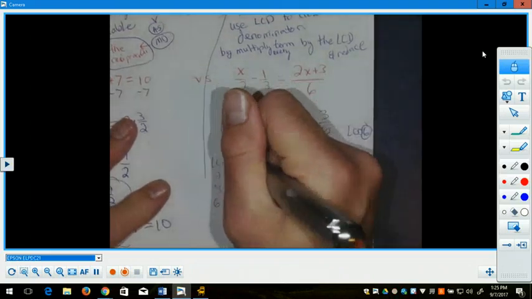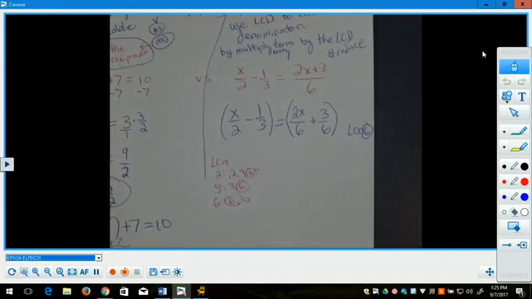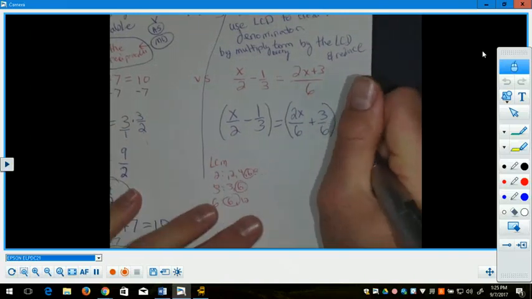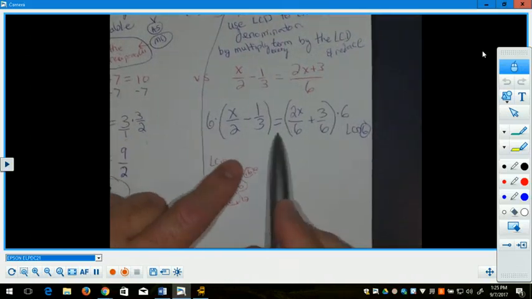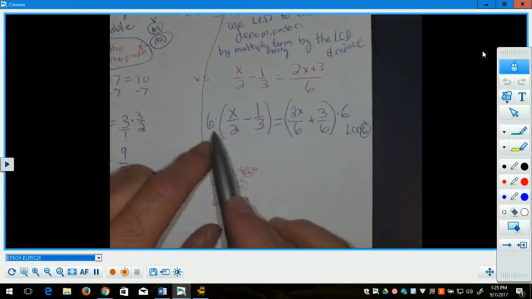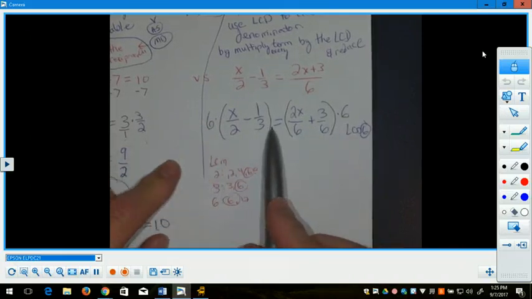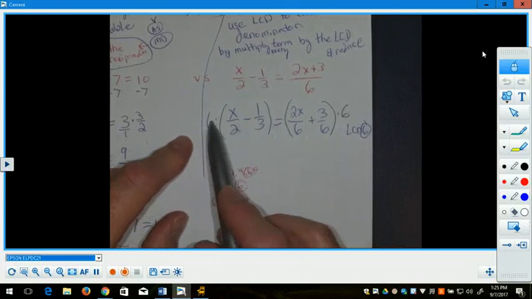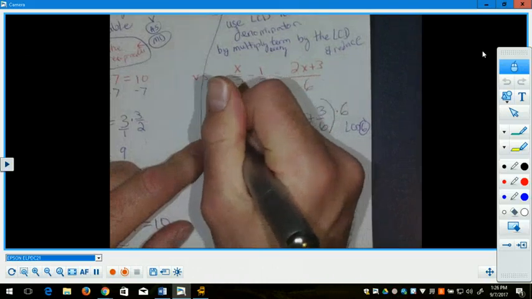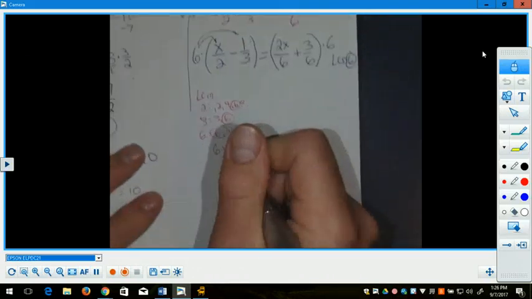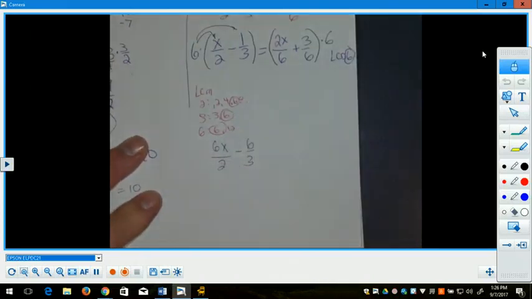Mathematically, what we're doing is we're saying, hey, we know the least common denominator is 6, and we don't want any denominators anymore. So we're going to really multiply both sides of this equation by 6. And in doing so, the equation is still balanced because as long as whatever I do to the left side of the equation, I do the same thing on the right, the equation is still balanced. So I'm going to multiply the 6 by both of these terms. So this will give me 6x over 2 minus 6 over 3.